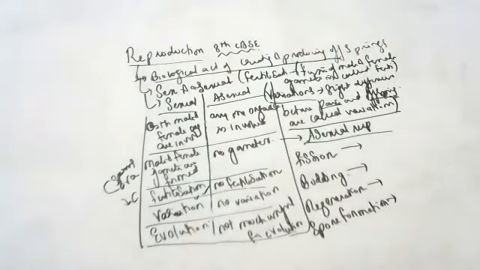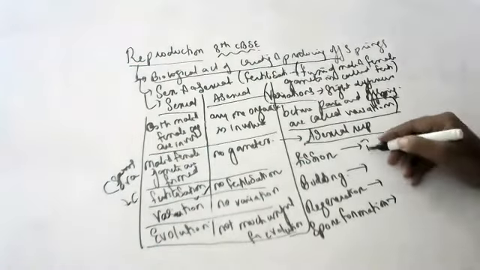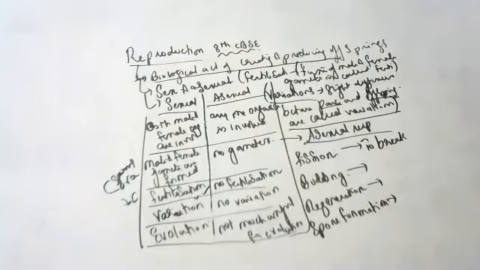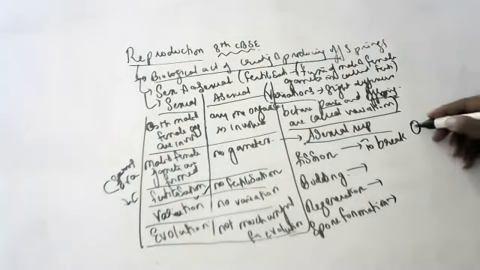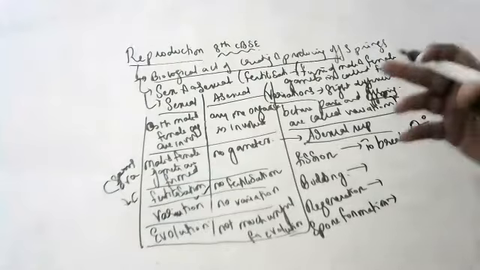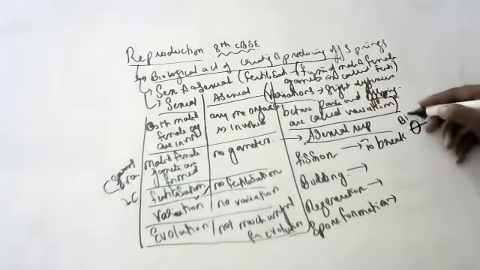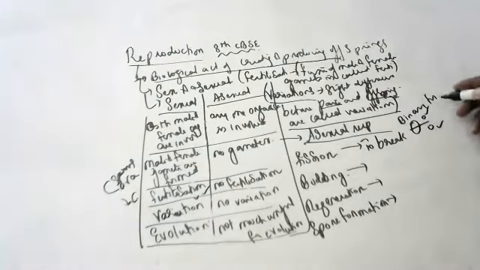Do you know what is meant by fission, children? Fission means to break, to break down into two or more parts. If one cell divides into two cells, one parent cell divides into two daughter cells, that is called binary fission.